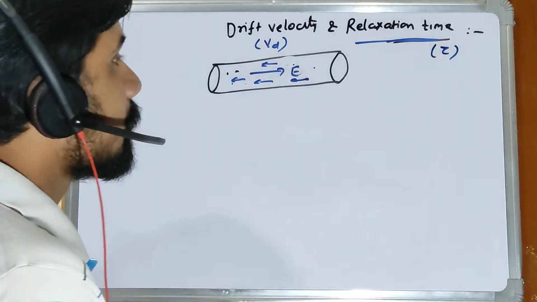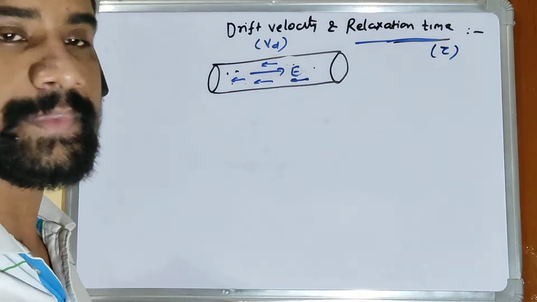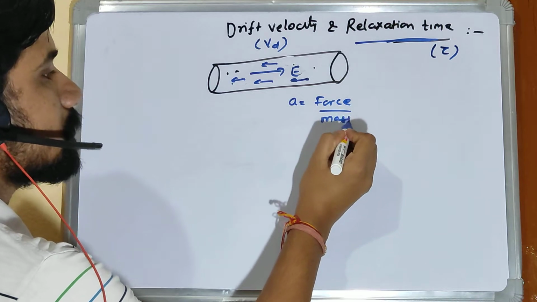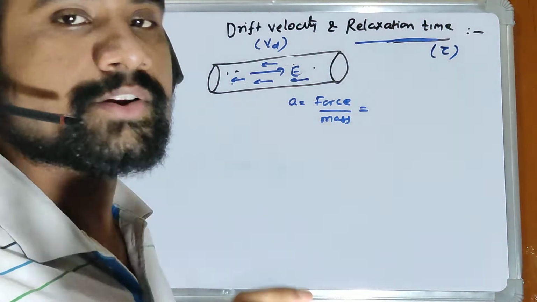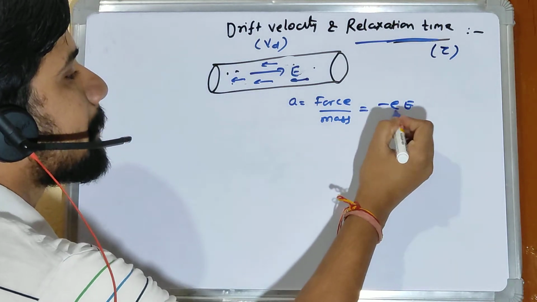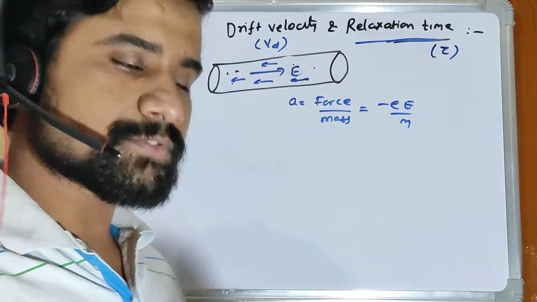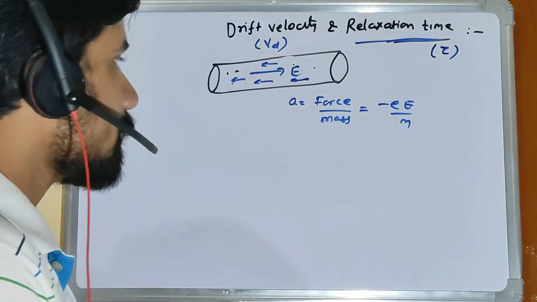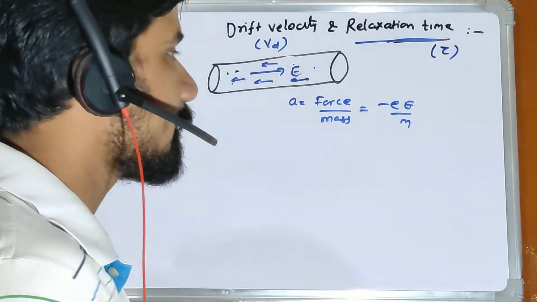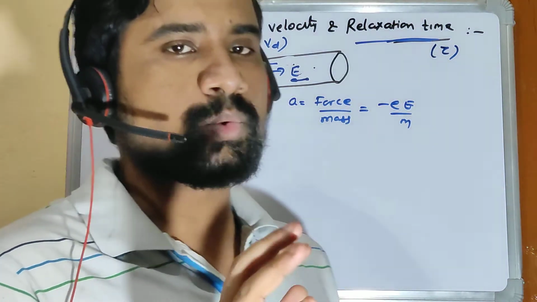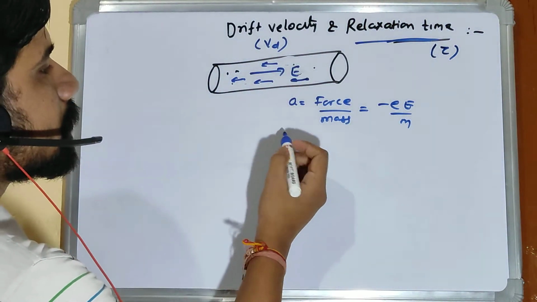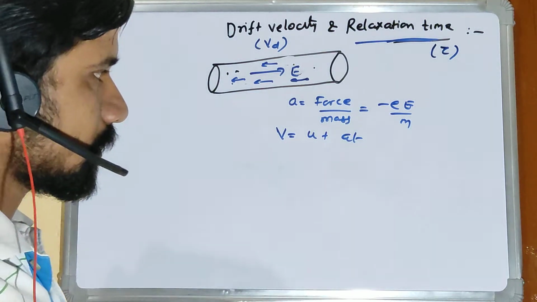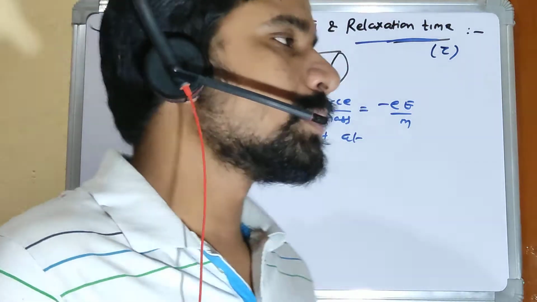If we talk about one electron, what will be the acceleration in presence of an electric field? Acceleration is force by mass. So the force on an electron is minus eE, and acceleration is minus eE by m. The minus sign means electrons are negatively charged and the force is opposite to the field, right? So a equals minus eE by m. This is the acceleration. Now, you know the relation between v, u, a and t, right? V equals u plus at is what we know.